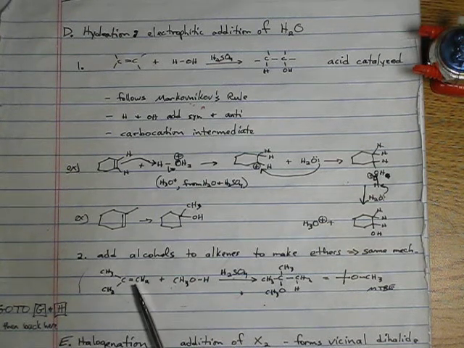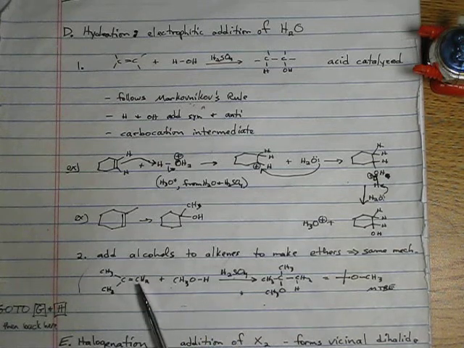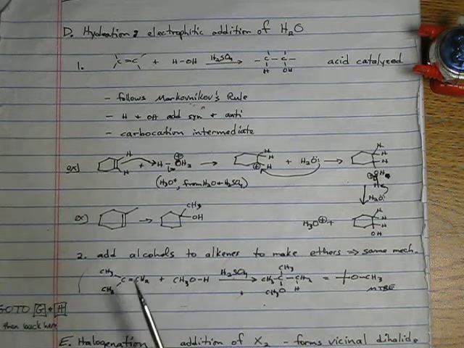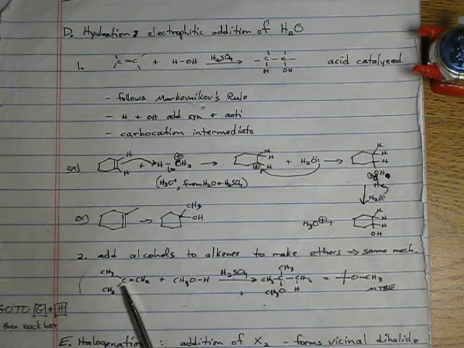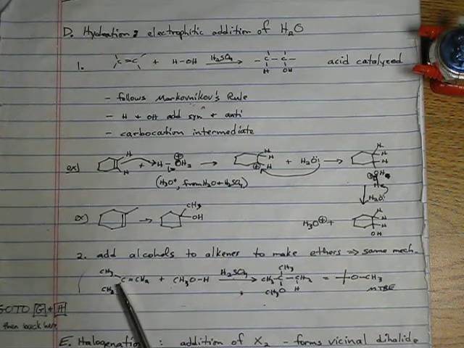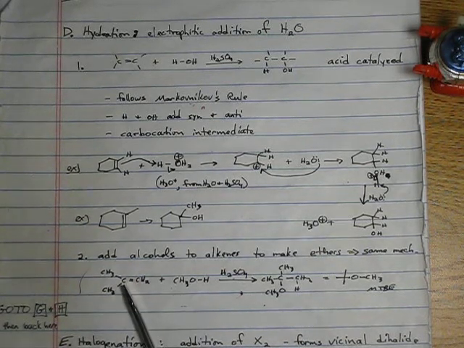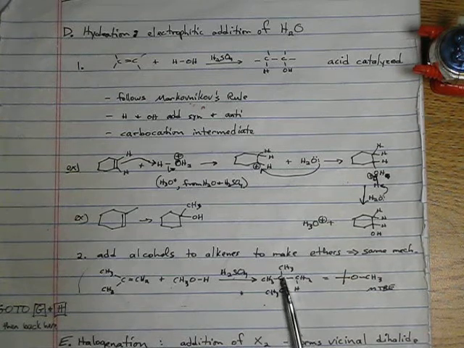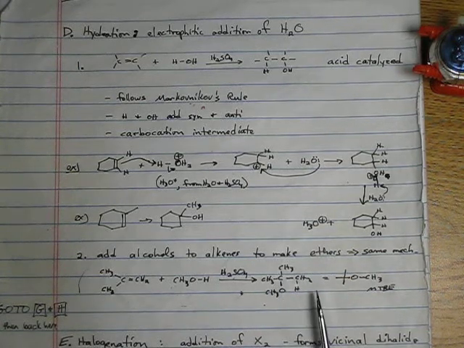The one carbon here, the double bond will attack the hydrogen. The hydrogen will go on the carbon with more hydrogens, Markovnikov's rule, leaving this carbocation here. And when we have this carbocation, then the oxygen of the alcohol can attack that carbon, and we will end up with this ether from this acid catalyzed reaction.